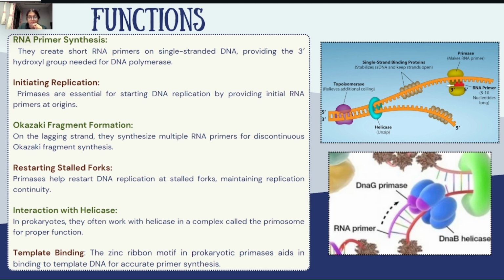So the zinc ribbon motif, which is present in the prokaryotic primases, aids in the binding to the template DNA. This ensures that the primers are synthesized accurately and at the correct location on the DNA templates, like a tailor measuring or cutting a fabric precisely to create a perfect fit.